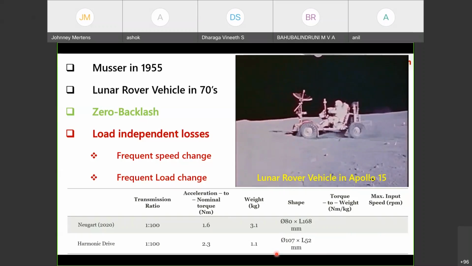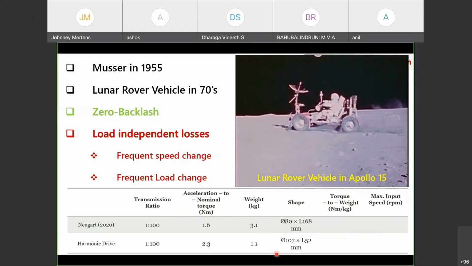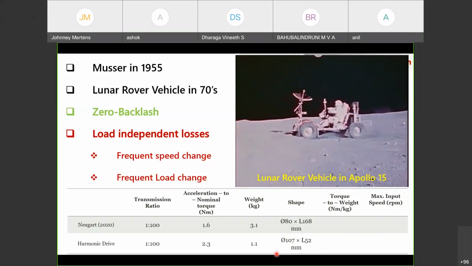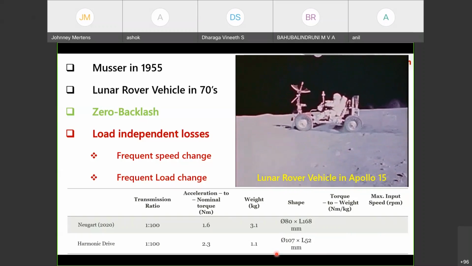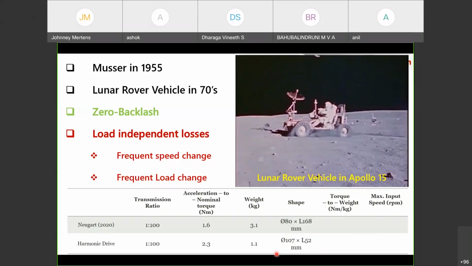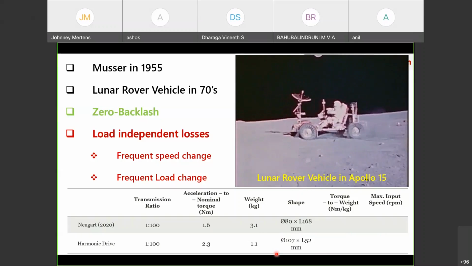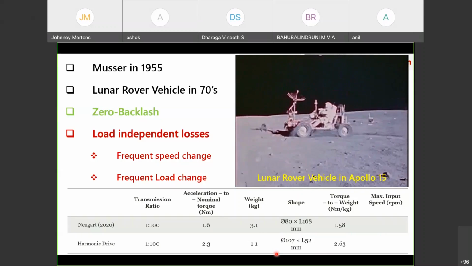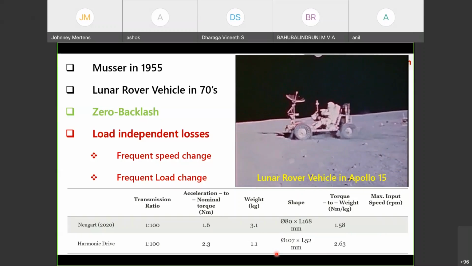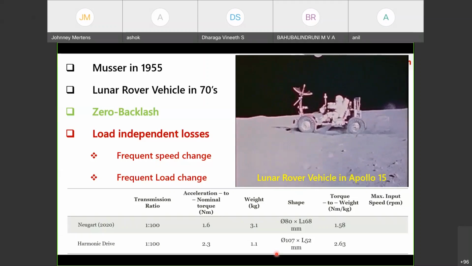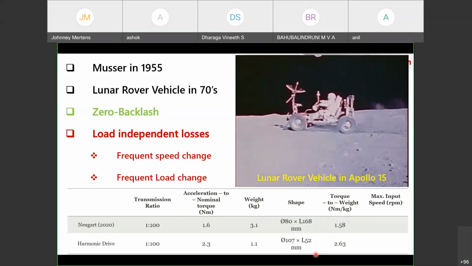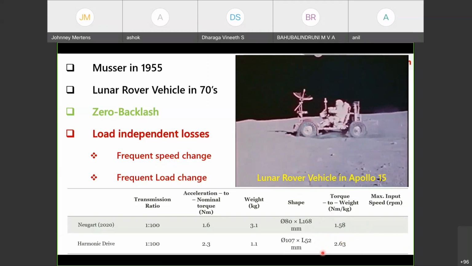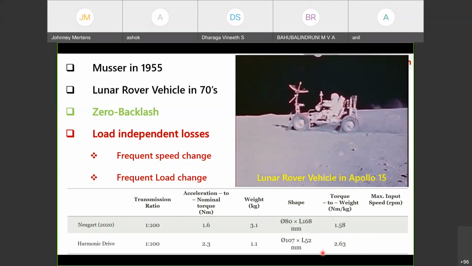It is made of the wave generator spline. The corresponding spline thickness is very less when compared to the other planetary gear arrangement. That's why the shape is drastically decreased, and that will influence the weight of the corresponding drive system. Then torque to weight ratio, how much torque is needed for lifting 1 kg of weight. You can see for the new gear system it is only 1.58, but almost 80% increment of torque to weight ratio is observed for the harmonic drive.